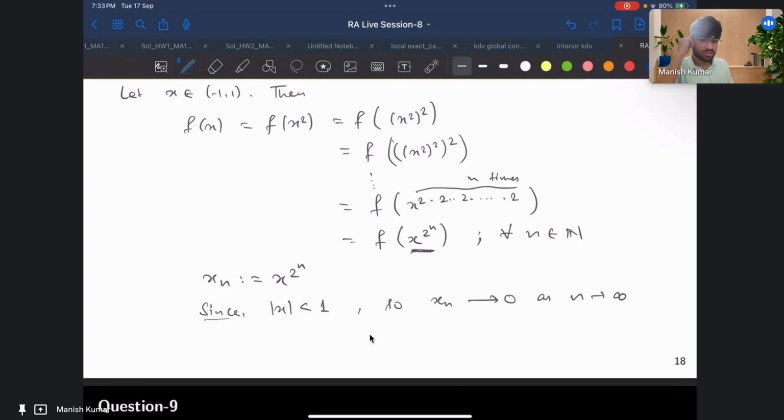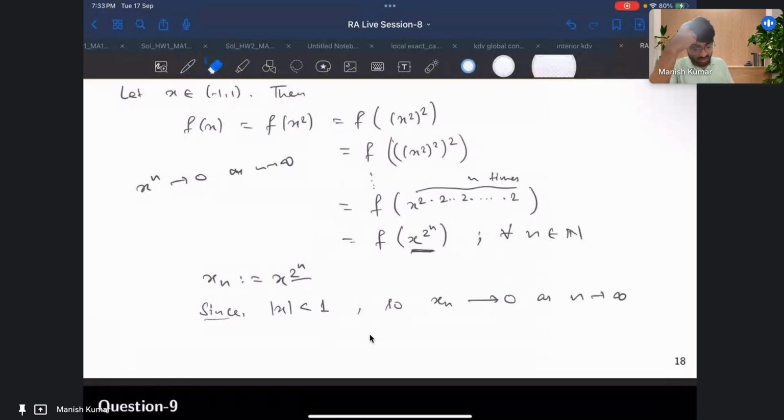Is this clear? xn will go to 0, because this is nothing but 2 raised to the power n. As n goes to infinity, 2 raised to the power n goes to infinity, and you know that this goes to 0 as n goes to infinity. So you can replace 2n by m also, so you can prove it. It's not a big deal. Just using this kind of thing, the proof will be similar.